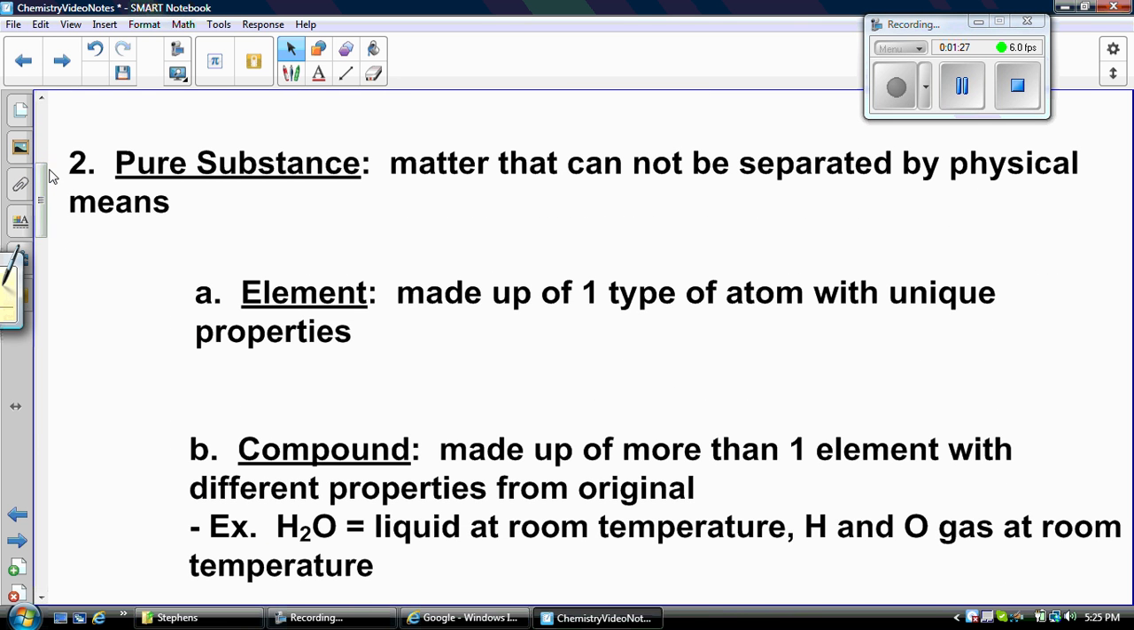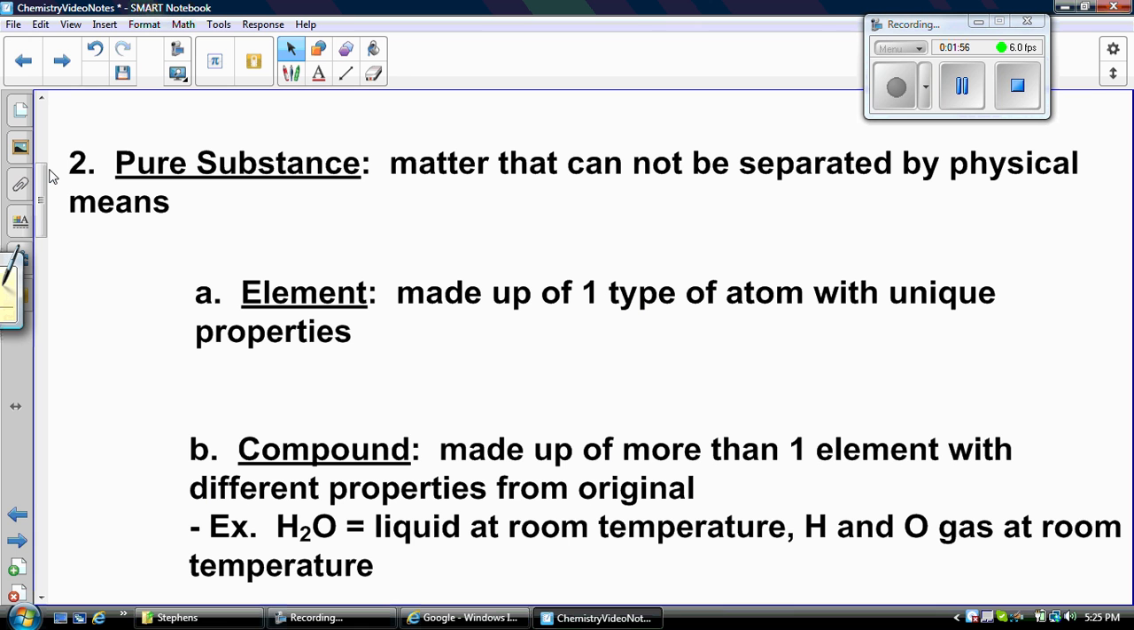Now, remember from last year, a pure substance is matter that cannot be separated by physical means. So these are your elements and compounds. If we look at our periodic table of elements, they are made up of one type of atom with unique properties. For example, hydrogen is made up of only a hydrogen atom with one proton, one electron, and 0 neutrons. So that is a hydrogen atom. Sometimes hydrogen atoms can have one neutron, and that's an isotope.